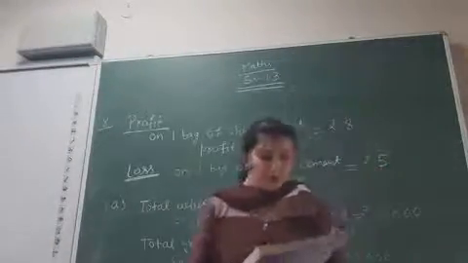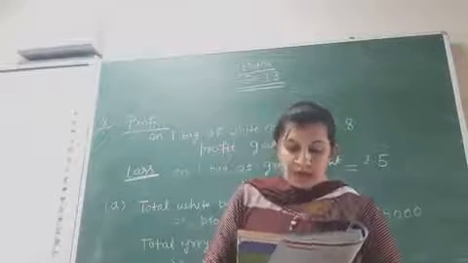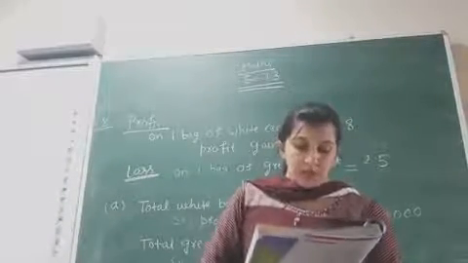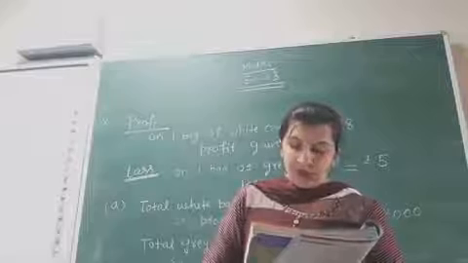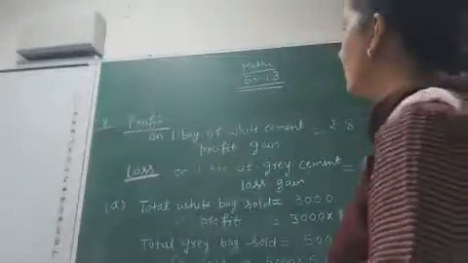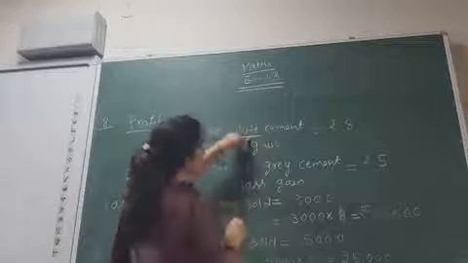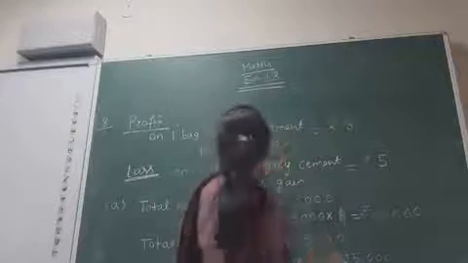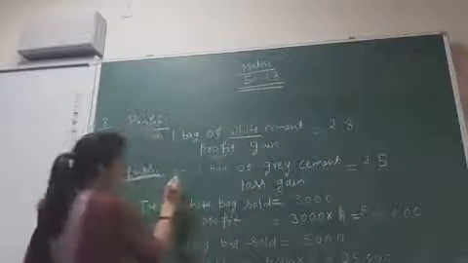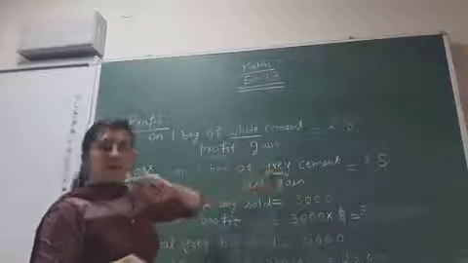Eighth question statement. A cement company earns a profit of rupees 8 per bag of white cement sold and a loss of rupees 5 per bag of grey cement sold. A. The company sells 3000 bags of white cement and 5000 bags of grey cement in a month. What is its profit or loss? So, profit on one bag of white cement is equal to rupees 8. This is the profit gain on white cement. Loss is on one bag of grey cement. On white cement it is profit and on grey bag it's loss.